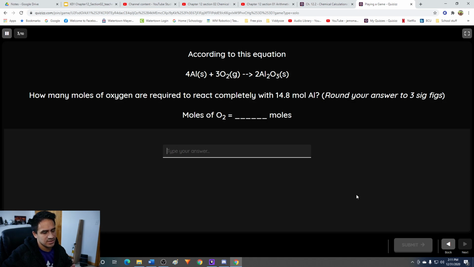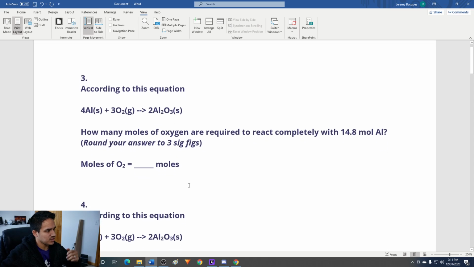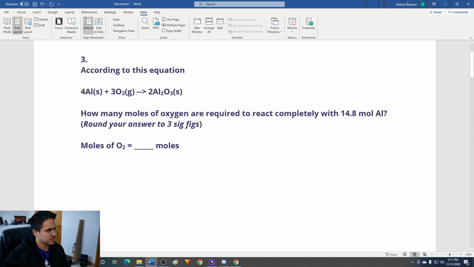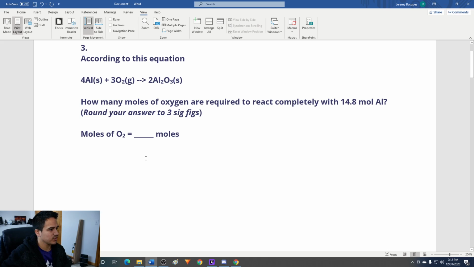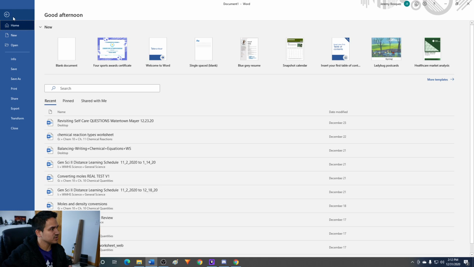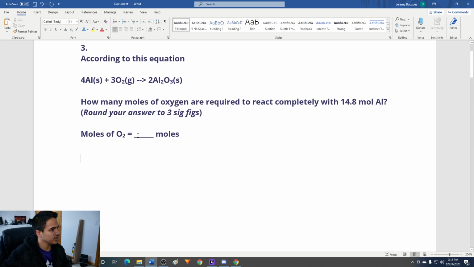I don't need to watch a video because I have already seen it. I did it live. So first question says, how many moles of oxygen are required to react completely with 14.8 moles of aluminum? Okay, so I have this set up right here again. I've copy pasted this problem already into a Word document where I can do some typing and I can show you how to do this. That is not what we were looking for. My bad. There we go.